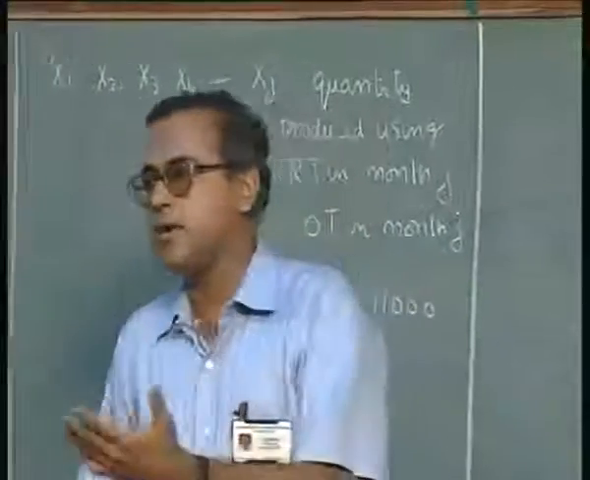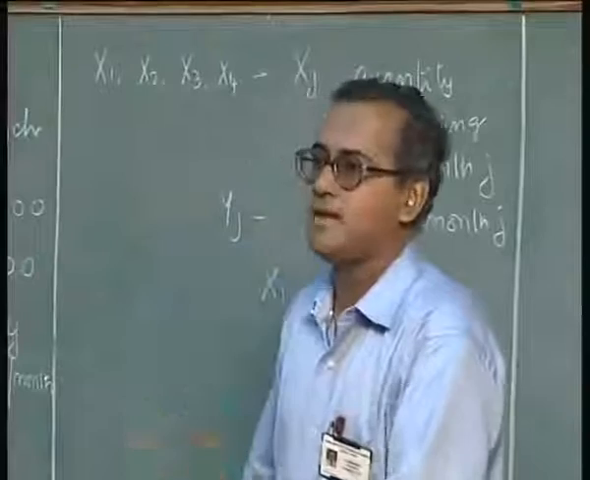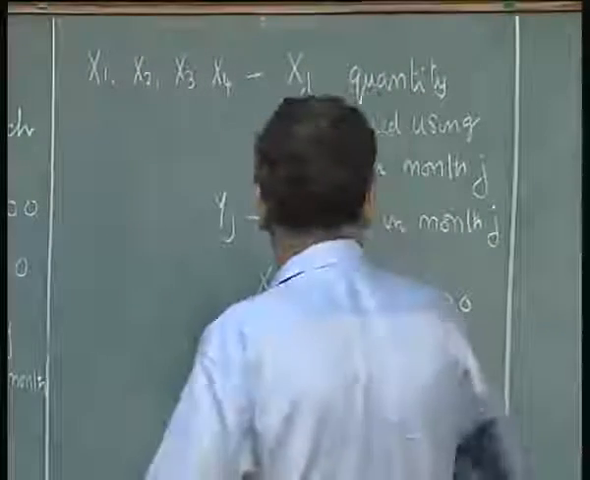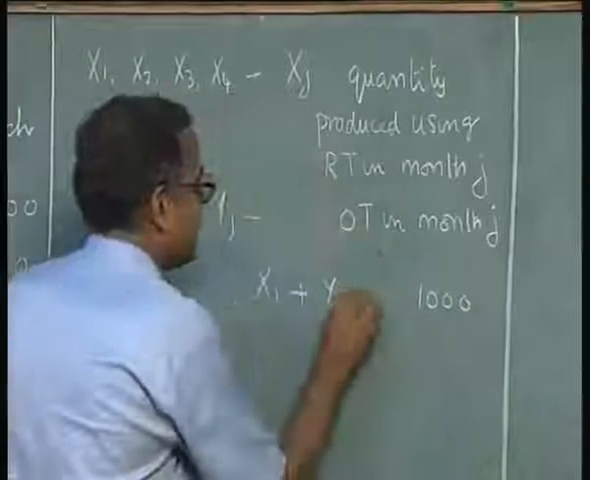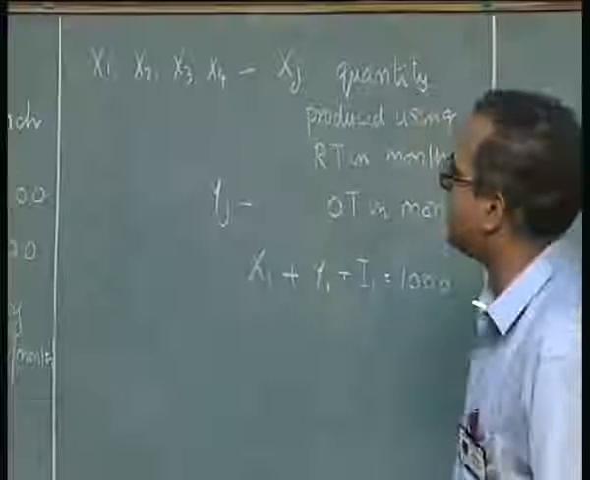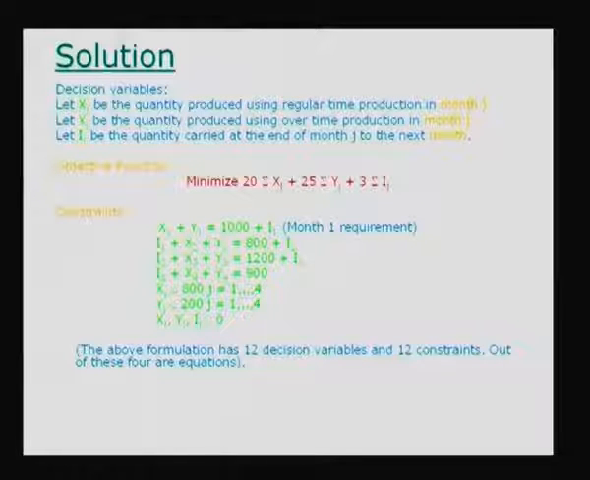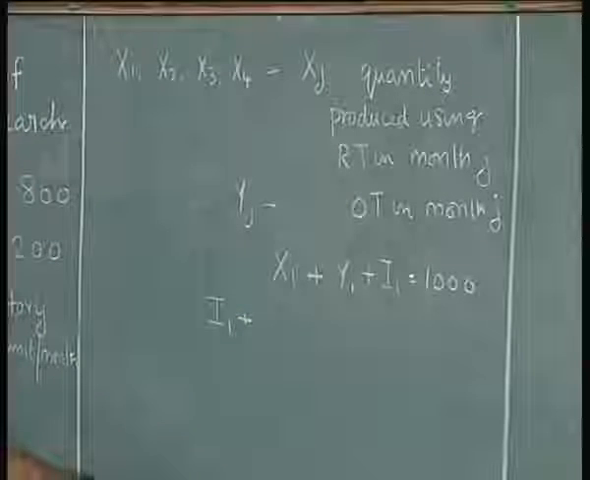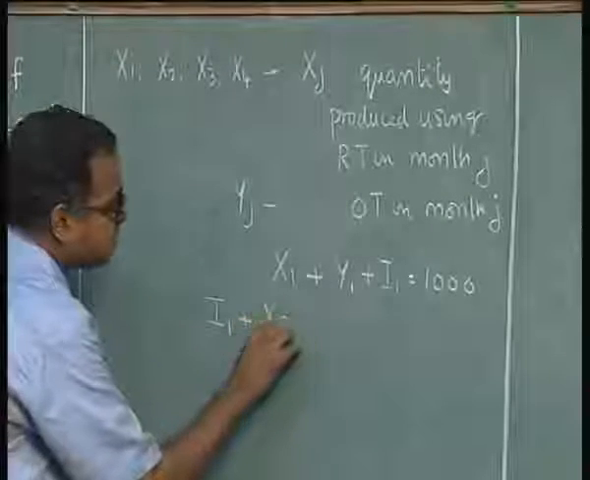If x1 plus y1 is more than 1000, then the balance is carried to the next month. So, we can define another term called I1, which is the quantity that is carried to the next month, and say x1 plus y1 minus I1 is equal to 1000. Now, for the second month, we have already carried an I1 here. So, we start with an I1 and then we produce x2 in regular time.